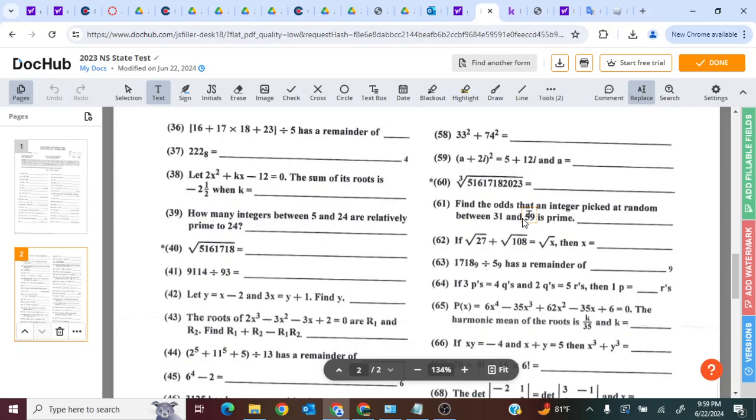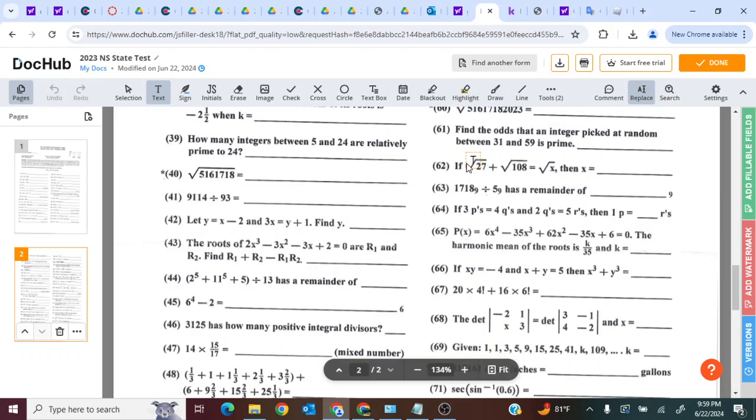It's important to note that the 3s are at 40 and 70. So this includes 2, 3, and then 2 for 30 to 50. 31 is prime, 59 is prime, so 5 primes. And then there are 27 numbers, 59 minus 31 minus 1, between 31 and 59. So 5 over 22, because it's odds.